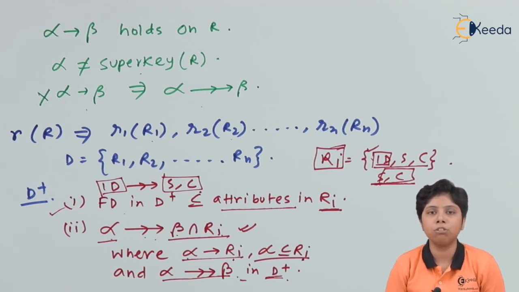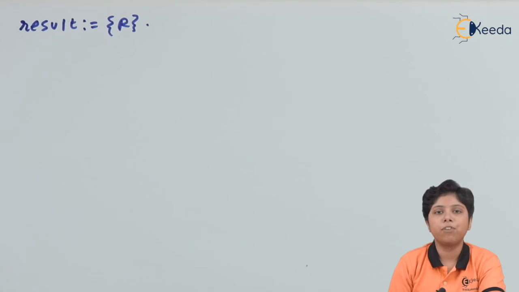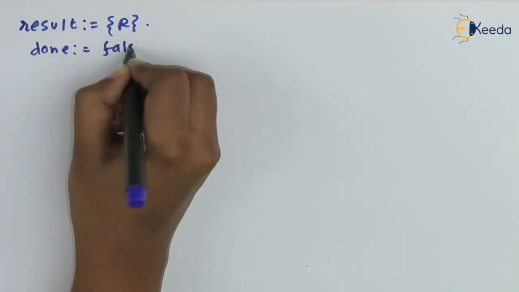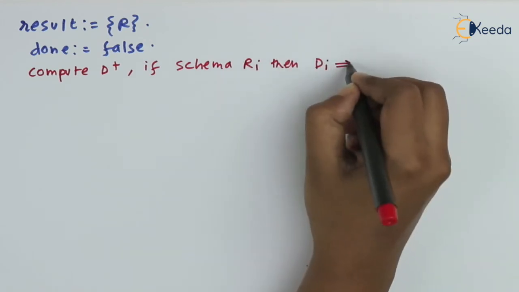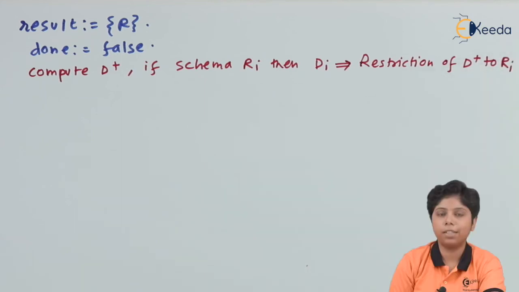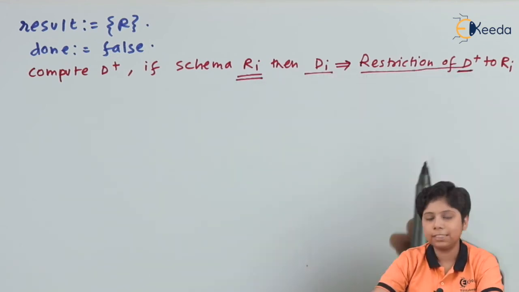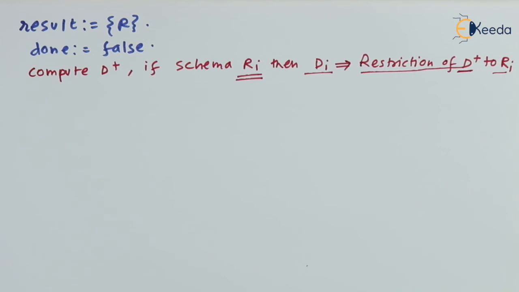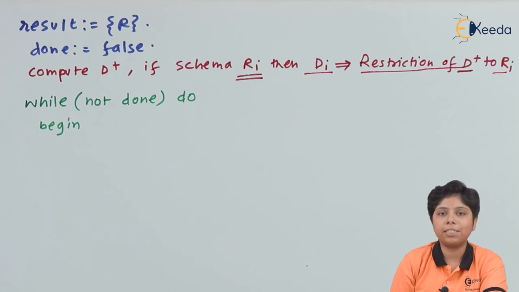Now we will see an algorithm for how to decompose into a 4NF normalized form. First I am starting with an initial schema R. I am taking a variable done as false. Now we need to compute the closure of D, and if the schema is Ri, then Di is a restriction of the D closure to the Ri. That means we cannot perform this restriction on the decomposed table Ri. Now until done becomes true, we will perform the following task.